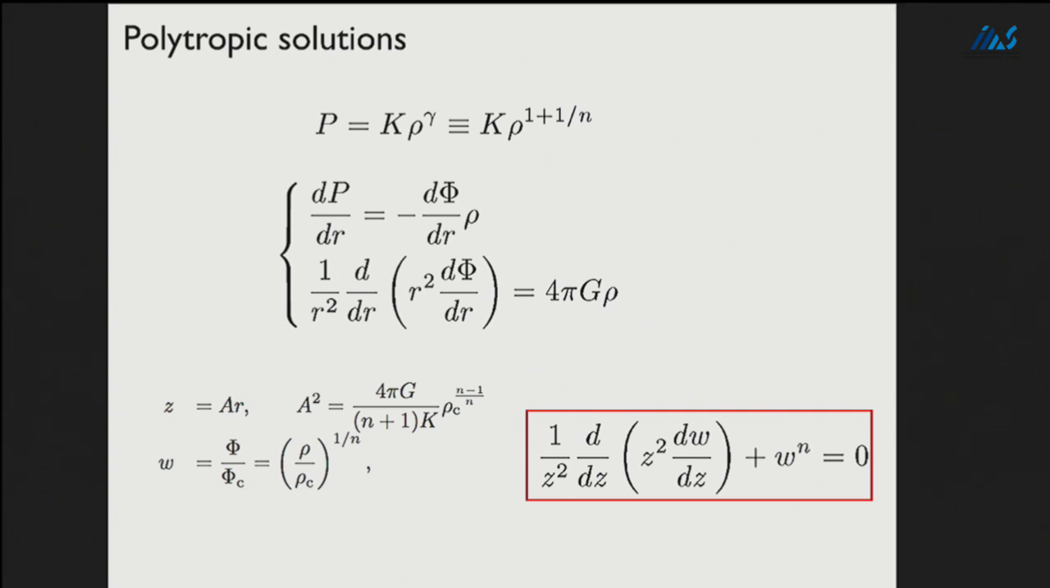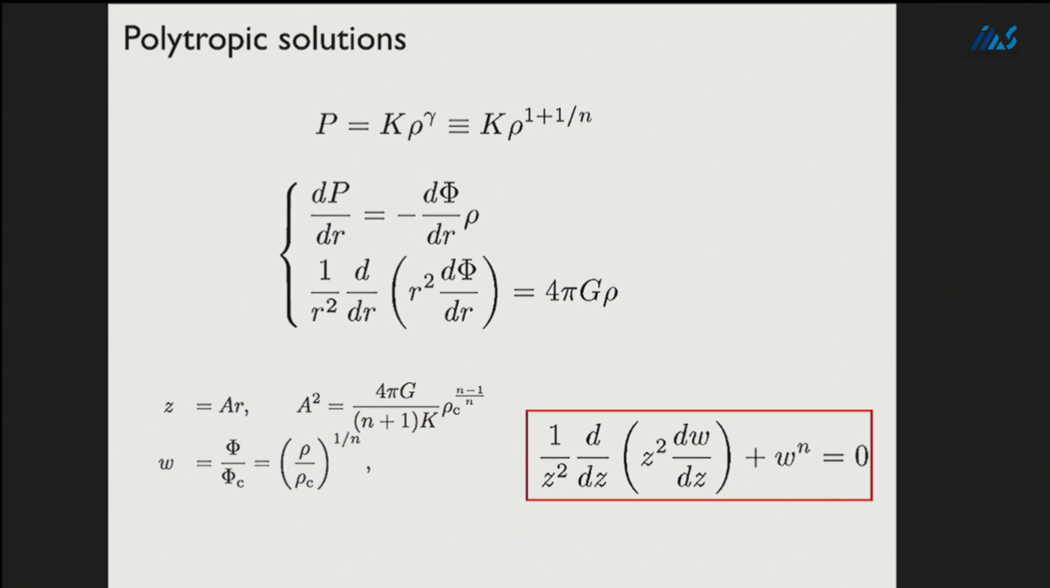Then you get to this equation, which is the Lane-Emden equation, which actually combines this and that. It's very well known in stellar structure. So n is the polytropic exponent, the polytropic index, and W basically is the ratio of the gravitational potential to the central potential, with a gravitational potential that is defined in that case, and that's the trick here when you do the integration, so that it is zero at the surface of your object.